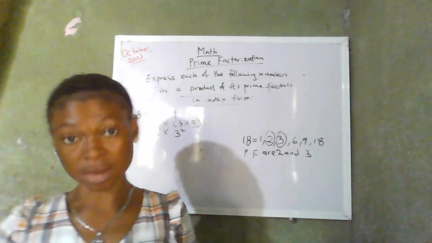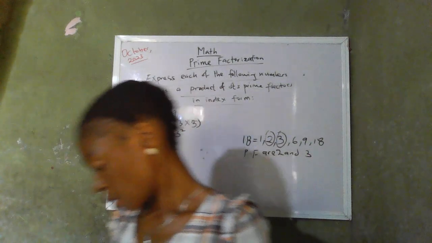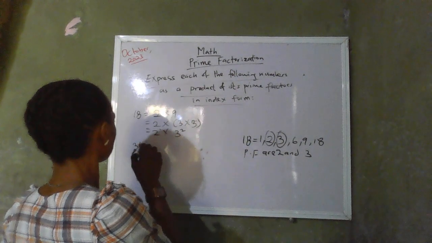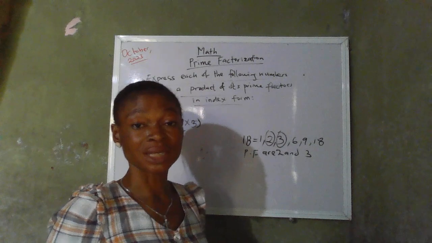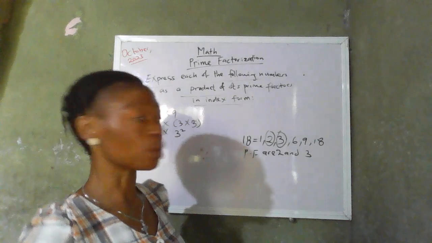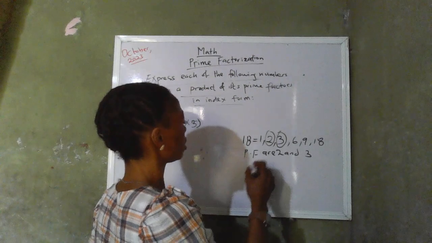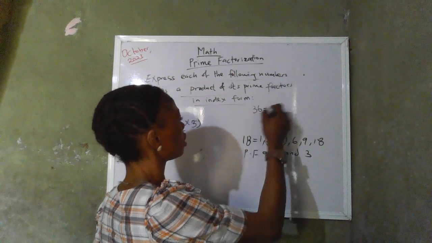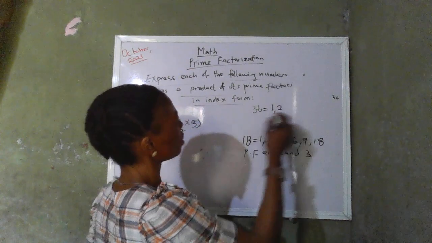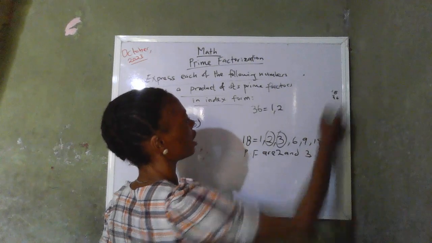Now let's take another example. Let's take 36. We want to express 36 as a product of its prime factors in index form. First, let's find the factors of 36. Factors of 36, let's see. We have 1 multiplied by 36, 2 multiplied by 18.